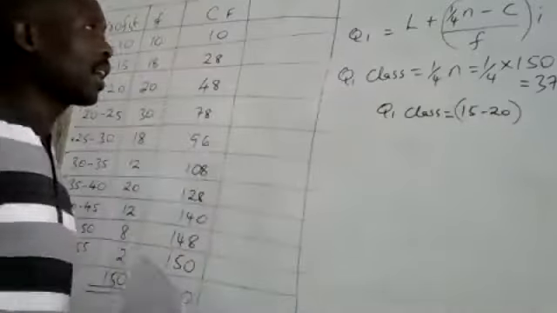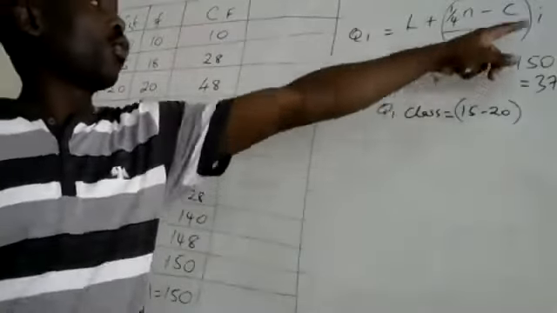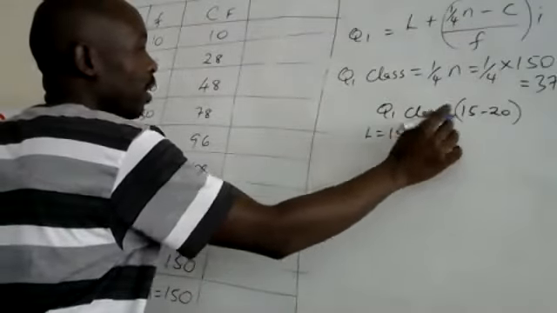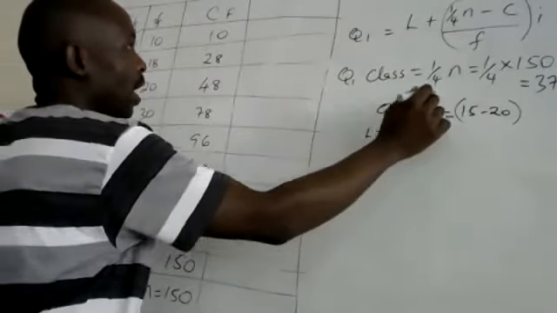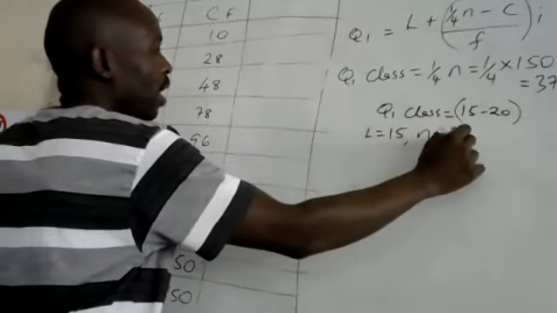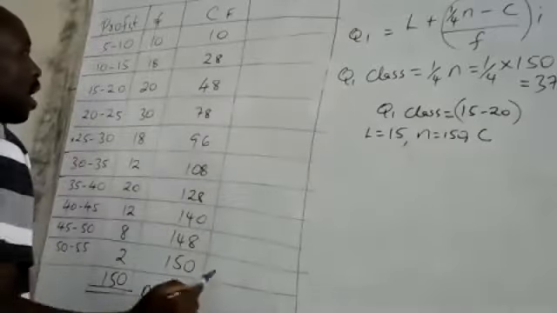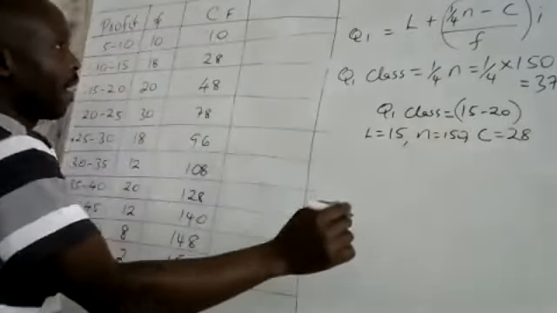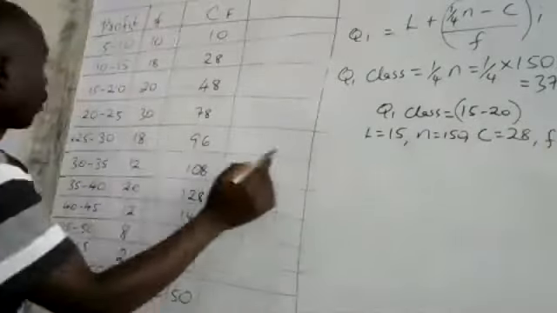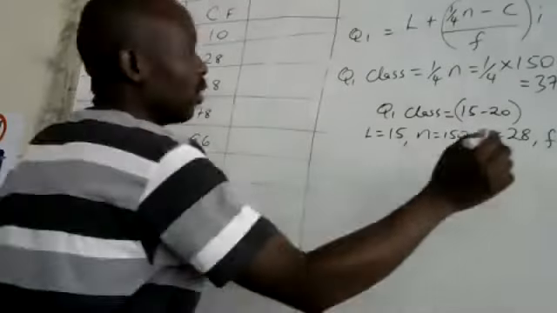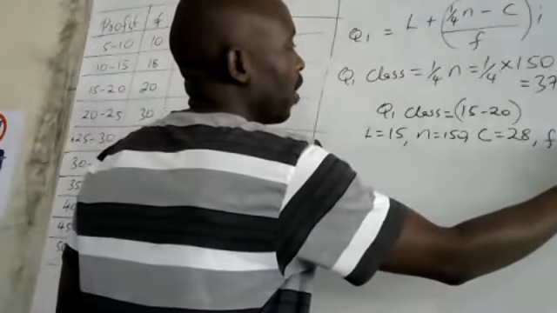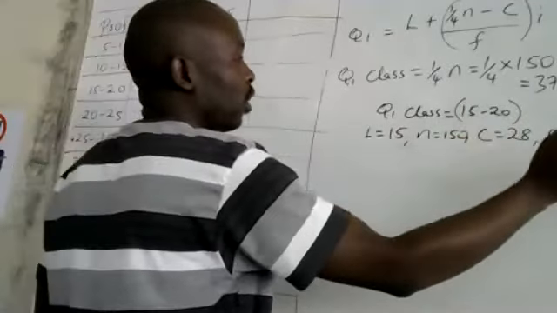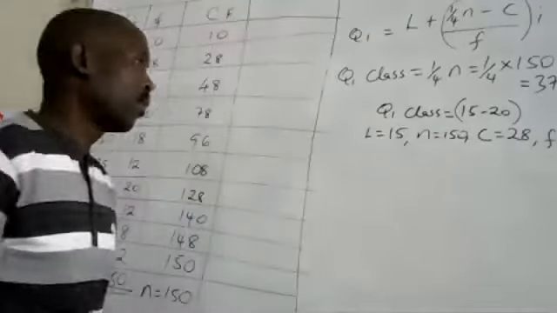So after locating that class, we can now get the values for the remaining letters. Our L is going to be 15, the lower limit. Our N, we know it is 150. Our C is the cumulative frequency above the 48, which is 28. Then F is the frequency of this class, the individual frequency, which is 20. I is the difference, 20 minus 15, which is 5.